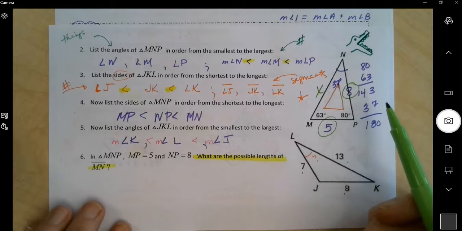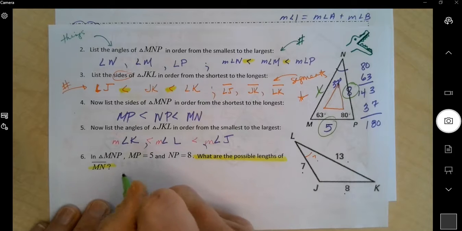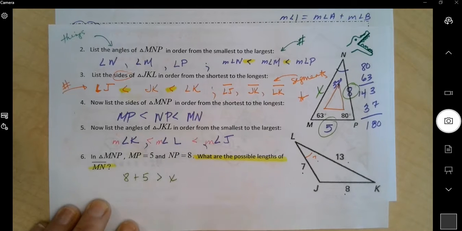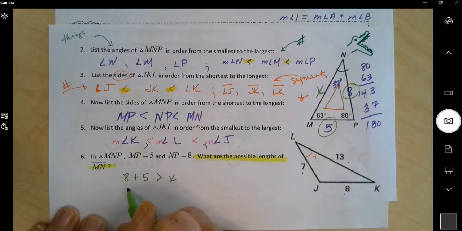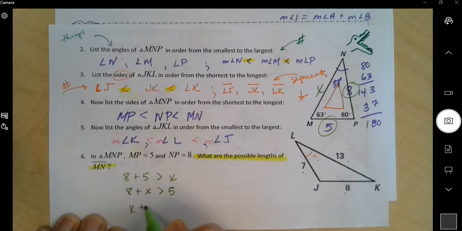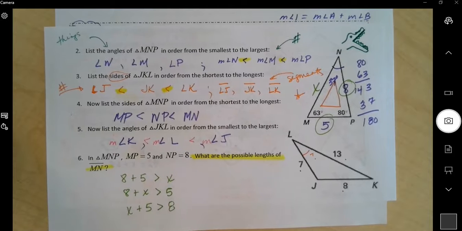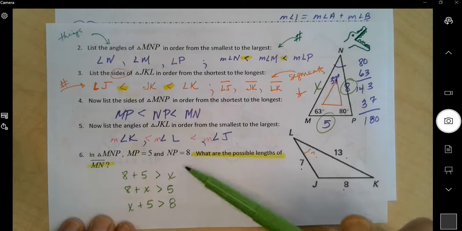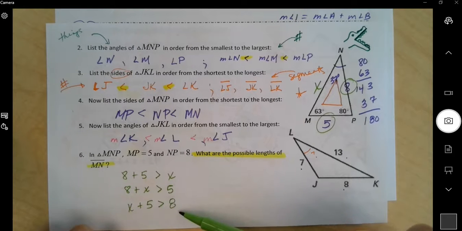So according to this theorem, the lengths of any two sides have to be bigger than the third side. I don't know where this side falls in, so I know it's got to be a part of these inequalities.